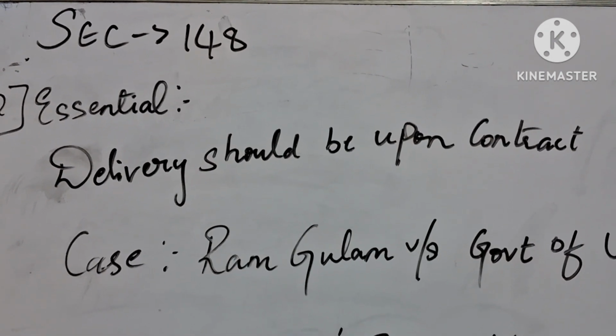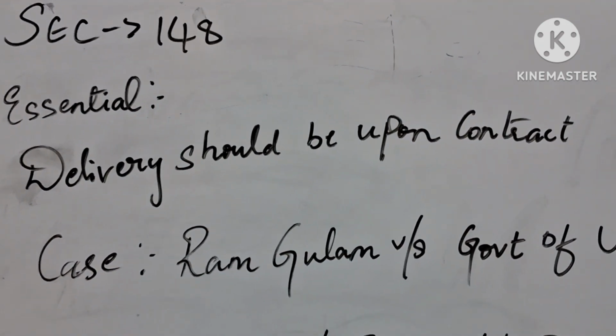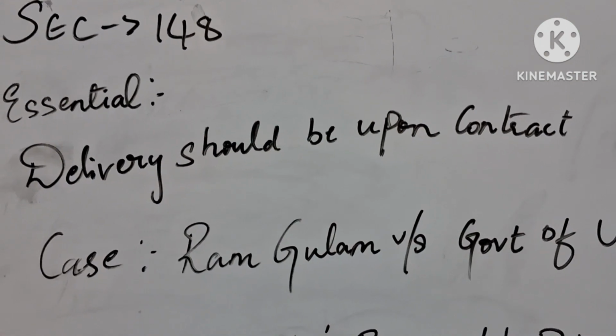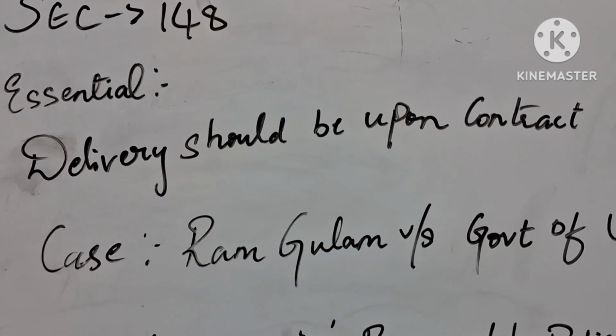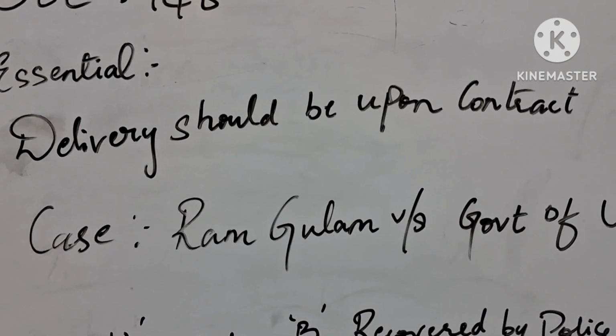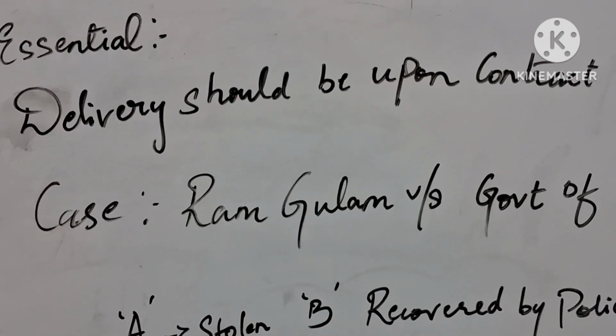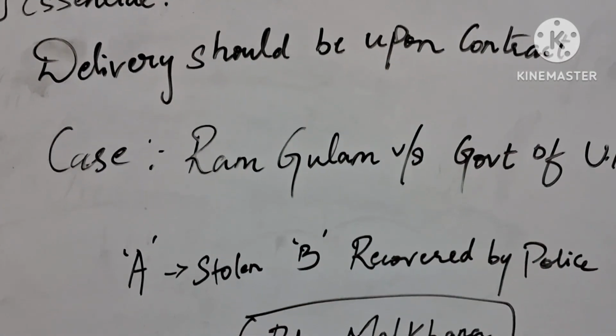Now let us move to the second essential, which is that delivery should be made upon contract. So there must be a contract between the bailer and bailee. The bailer should tell the bailee, okay, now you take care of this good until I come, or you can use this good, and the bailee accepts. So there must be this kind of contract.